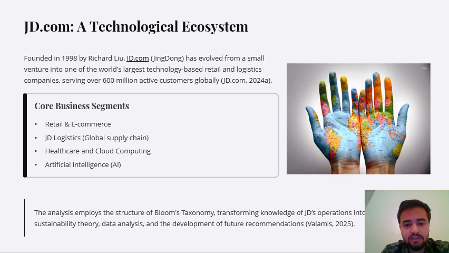The discussion is based on two significant areas of sustainability, including global challenges and opportunities, and cultural diversity and social impact. The issues are discussed in the context of Bloom's taxonomy, as the knowledge of JD's operations is transformed into a knowledge of the world: sustainability theory and practice, data analysis, performance assessment of strategic answers, and development of prospective recommendations.